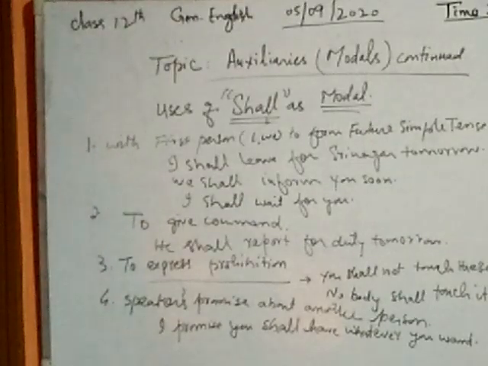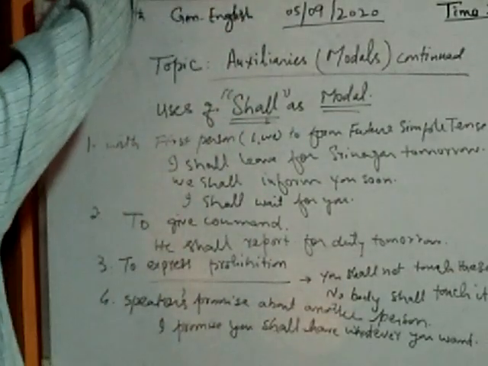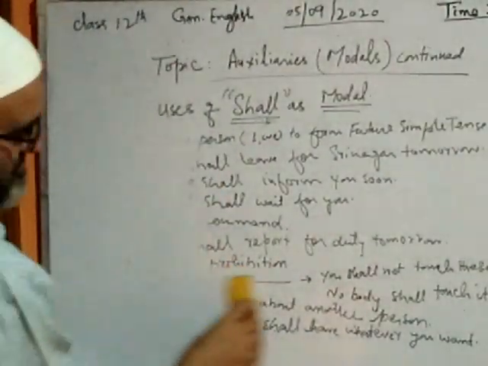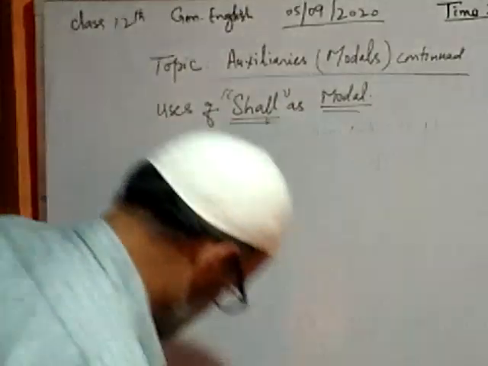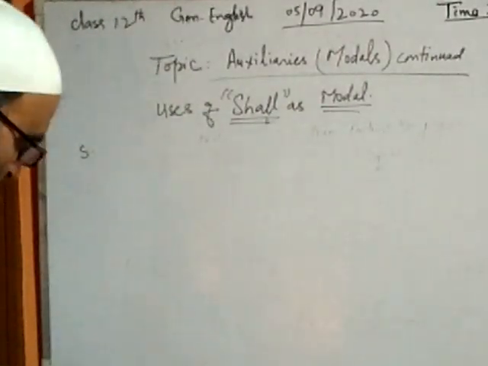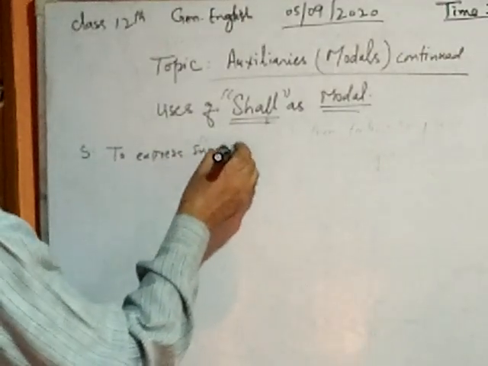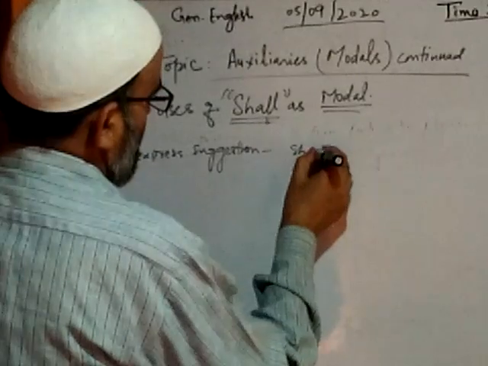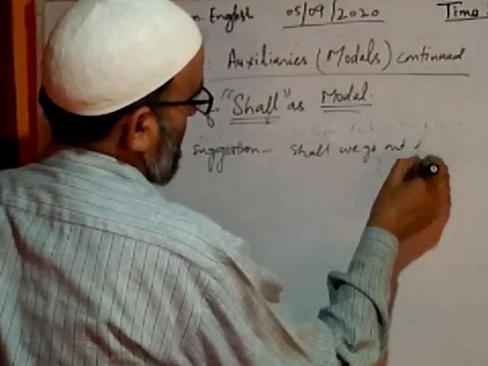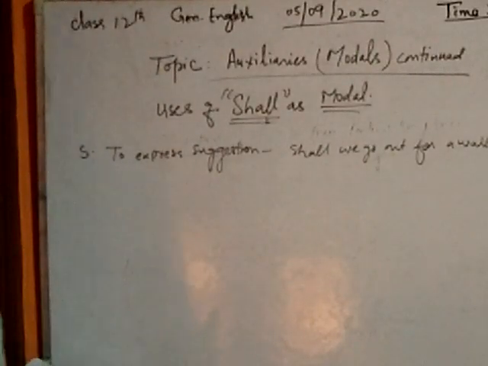Yeah, now number five. Use five to express suggestion. For example, shall we go out for a walk? Here, dear students, shall we go out for a walk? Yes.